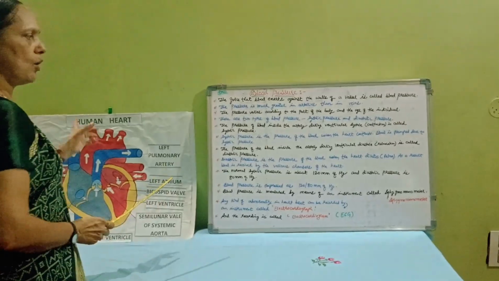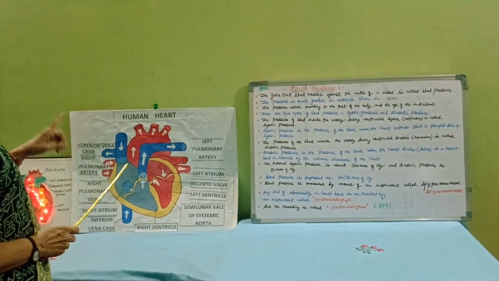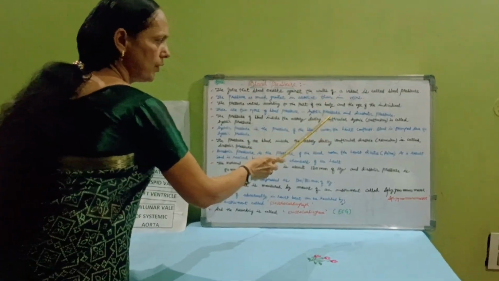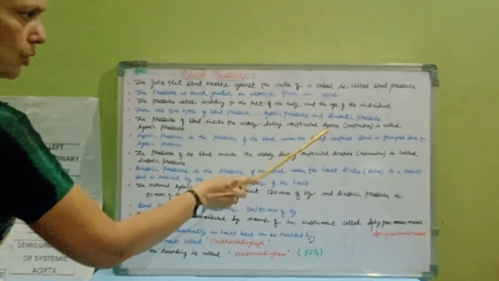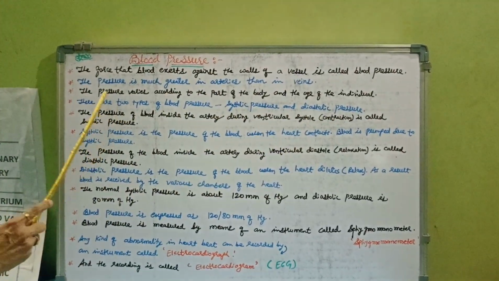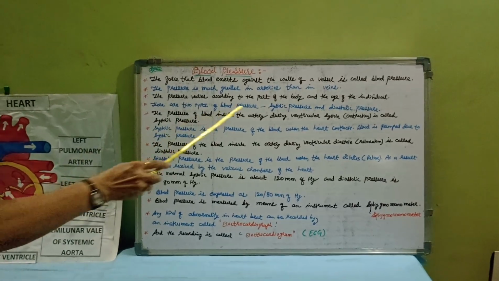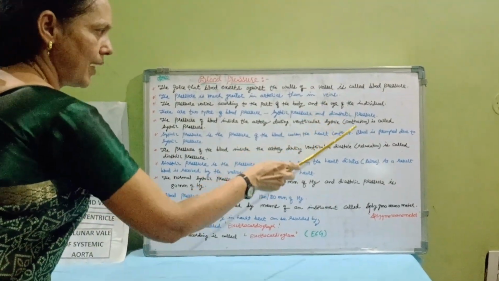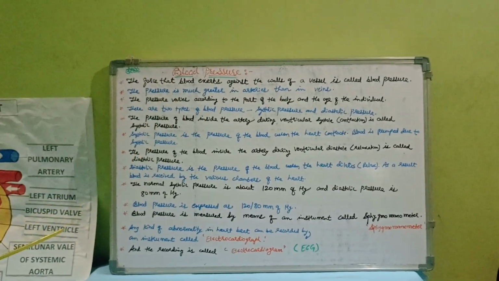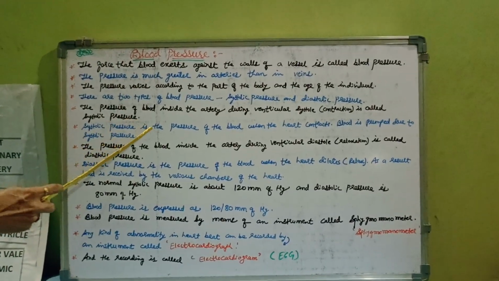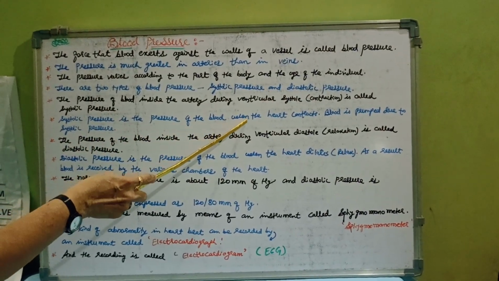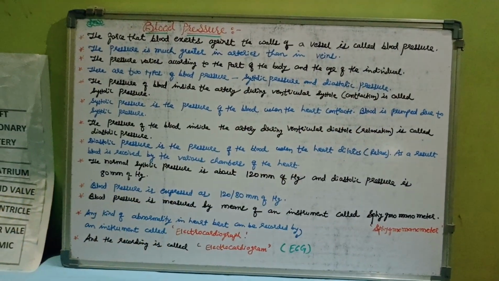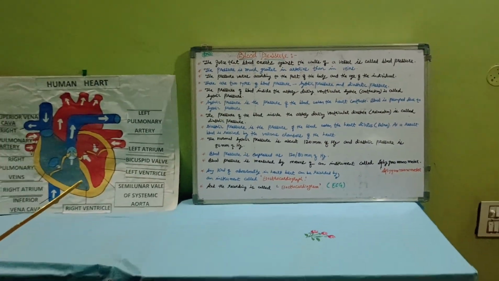Now the pressure of the blood inside the artery is due to what? Due to the contraction of the ventricular systole, and it is called systolic pressure. Whenever our ventricle goes into systole, meaning it contracts, that time it is called systolic pressure. Systolic pressure is the pressure of the blood when the heart contracts and blood is pumped to the various parts of the body.